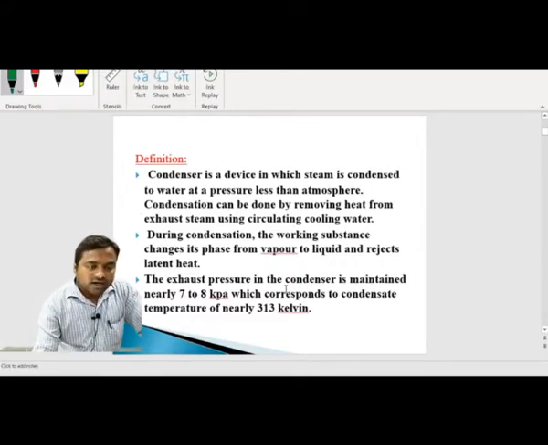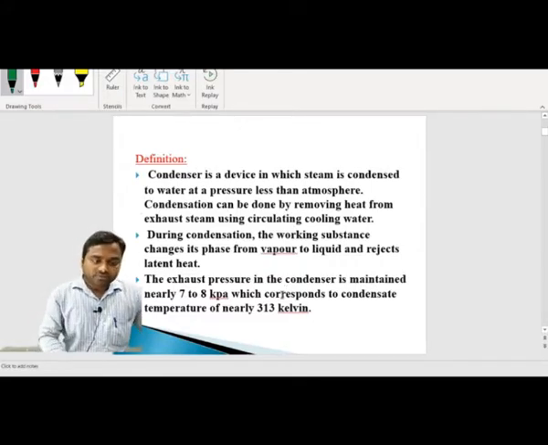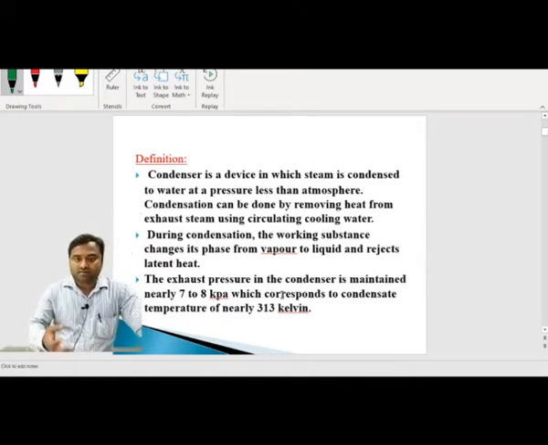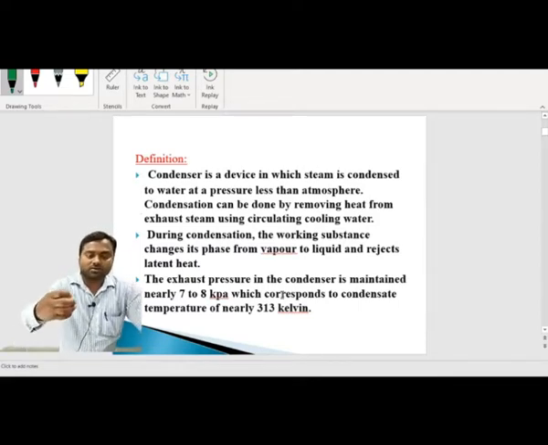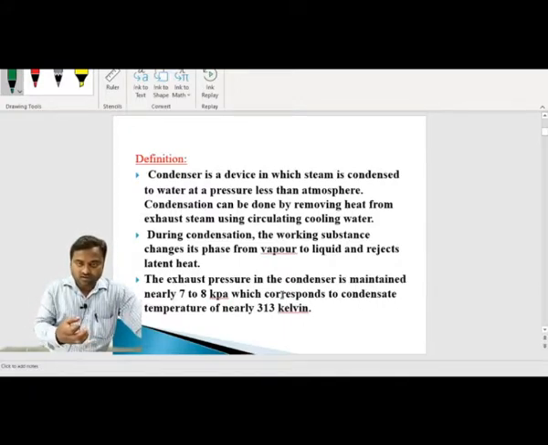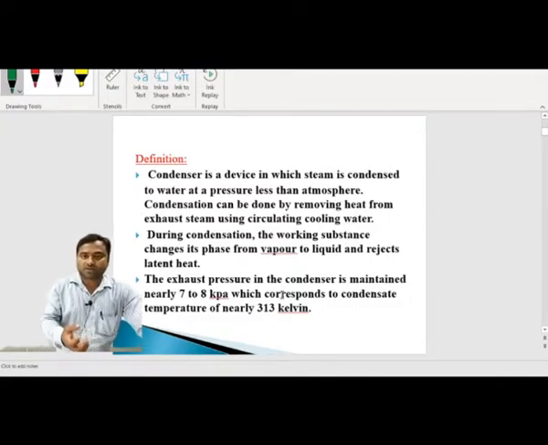So first of all, what is the definition of the condenser? As I said, the steam coming out of the prime mover turbine enters the condenser at less than atmospheric pressure. So a condenser is a device in which the steam is condensed to water at a pressure less than atmospheric pressure.